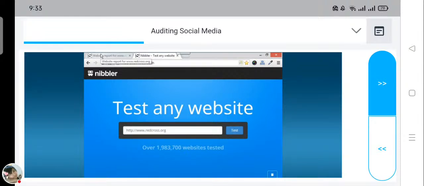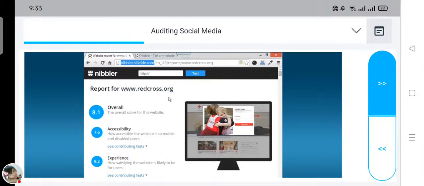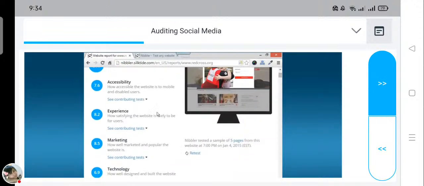I've already run the report, so instead of us waiting, I'm going to show you the results of the report. And the score on a scale of 1 to 10 for redcross.org in their social media presence is an 8.1. That's pretty good. As I scroll down through this page, I want to show you some of the metrics that this tool is measuring. They're looking at things like the general experience for the website, how likely people will be to use it again. And I can look at very specific details about that. It's testing to see how well it's marketed and its popularity.